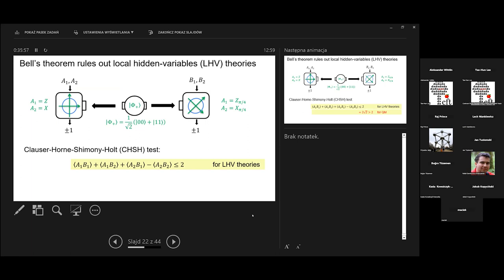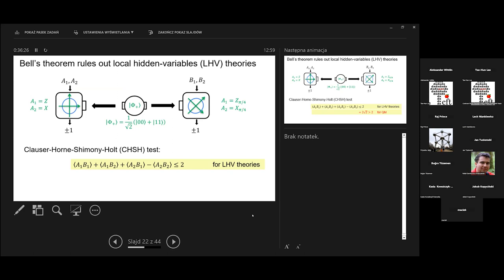Okay, so you make some measurement, let's say A1, you get some outcome. You make a measurement, B1, you get some outcome. You multiply the outcomes, you repeat many times, you look at the average value, and this gives you this correlator A1B1. And there are two measurements on each side, so there are four correlators you can measure: A1B1, A1B2, A2B1, A2B2. And then if you look at this linear combination, A1B1 plus A1B2 plus A2B1 minus A2B2, it can be shown that this should always be smaller than 2 for any local hidden variable theory.